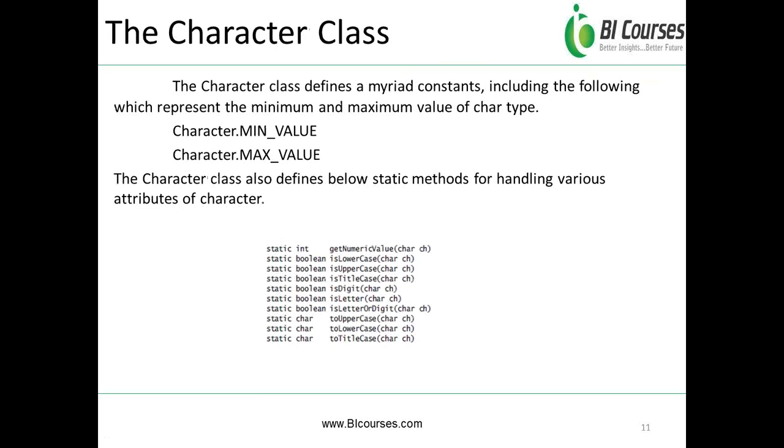Next one is the Character class. The Character class defines many constants, including the following, which represent the minimum and maximum values: Character.MIN_VALUE and Character.MAX_VALUE. For a particular character, it also defines methods like getNumericValue, which gives the numeric value of that character.